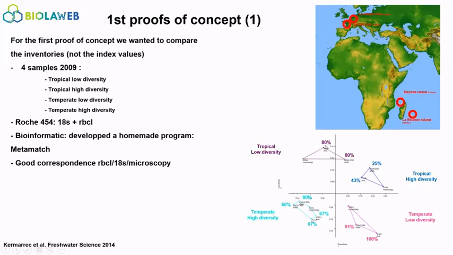And what you can see here is you have 3 points on this NMDS. You have microscopy, RBCL, and 18S. And each time you can see that there is a good congruence for each sample. So here is one sample, a second sample, and so on. So it was our first proof of concept.